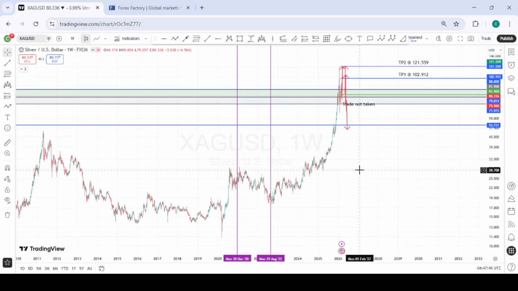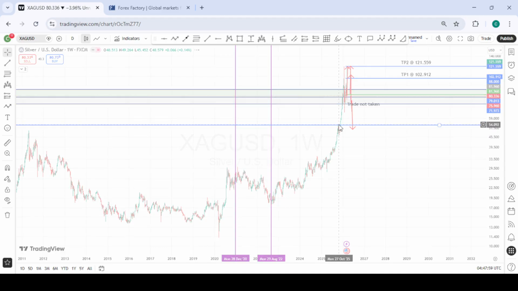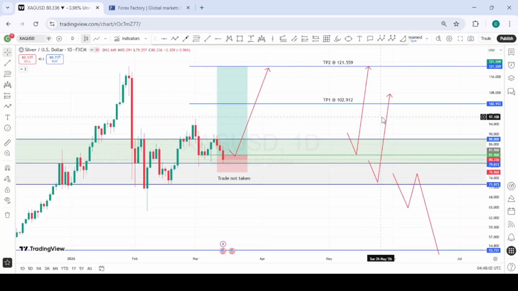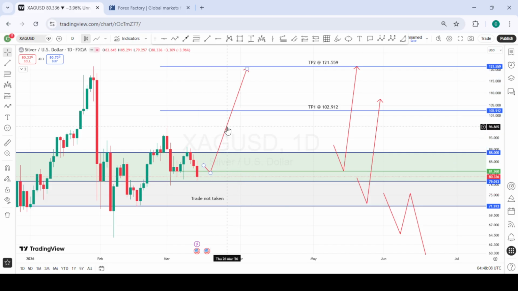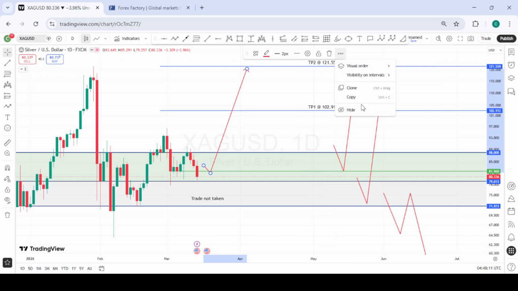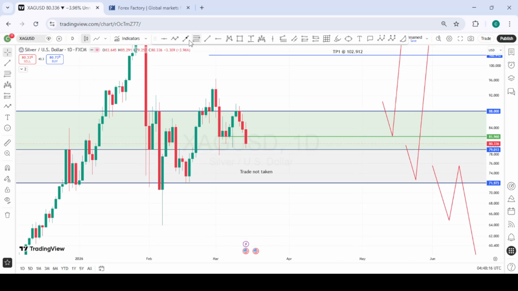So if DXY is going to be extremely strong, we are likely going to see some corrections on silver and gold for a while. A possible sell to maybe this structure point we have here before we would likely see some bullish movement to the upside. So this trade was not taken. Let's clear this. What we'll be looking forward to is a possible first pullback into the structure point. If we get a pullback into the structure point or a bit higher, we will look for selling opportunities and we'll take our sells to the downside.